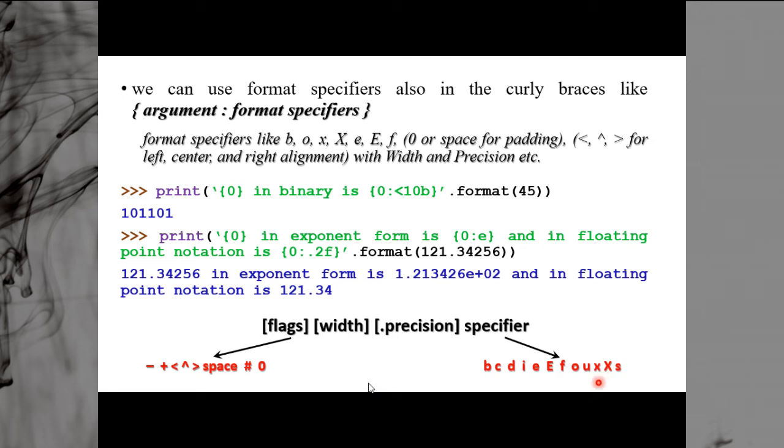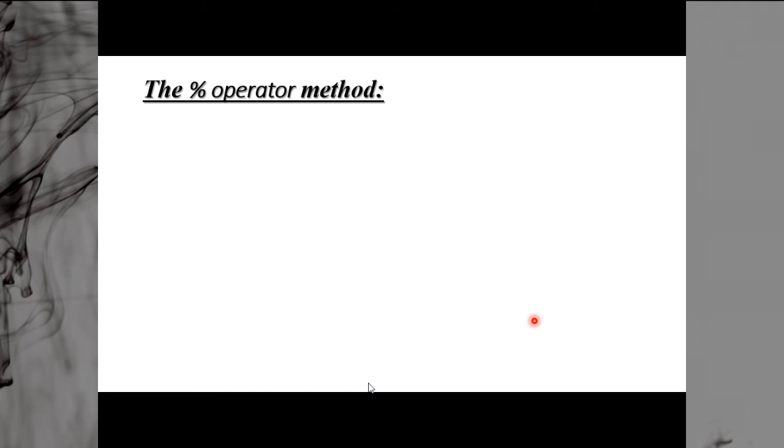In case of x, in hexadecimal numbers we use A to F alphabets also, so that will appear in small letters, but if you use capital X, it will appear in capital letters. And as for the strings, these are the different types of formats you can use. So try making combinations of all these things and practice by yourself.